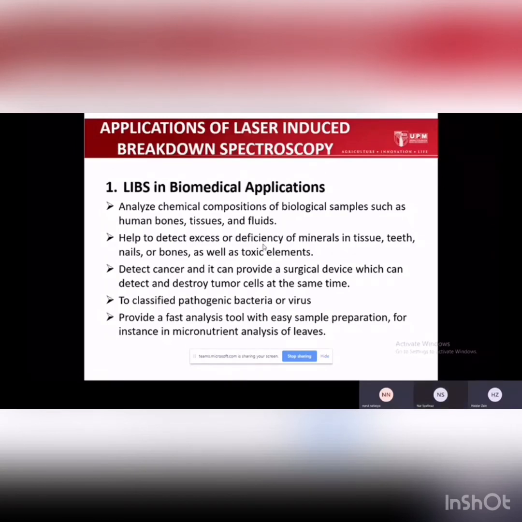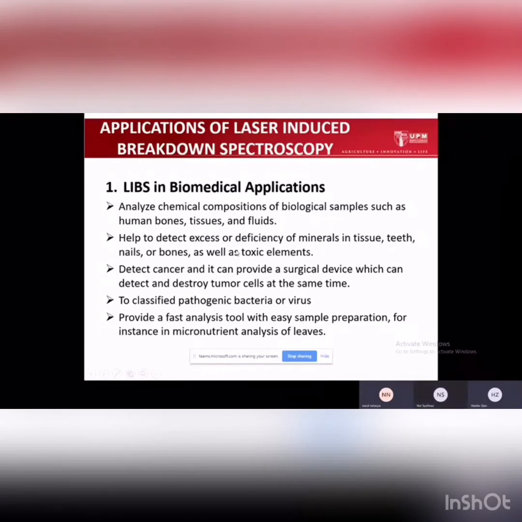Okay, so next, it can detect cancer, and it can provide a surgical device which can detect and destroy tumor cells at the same time. Next, LIBS also can be used to classify pathogenic bacteria and virus. Last, in biomedical application also, LIBS can be used to provide a fast analysis tool with easy sample preparation, for instance, in micronutrient analysis of leaves.